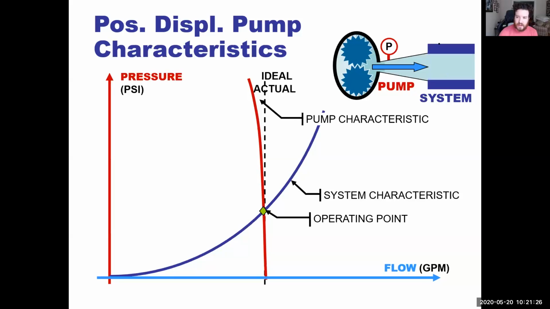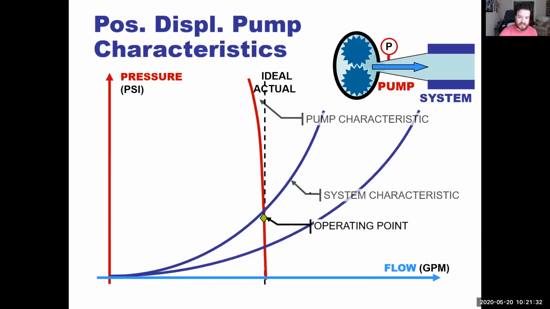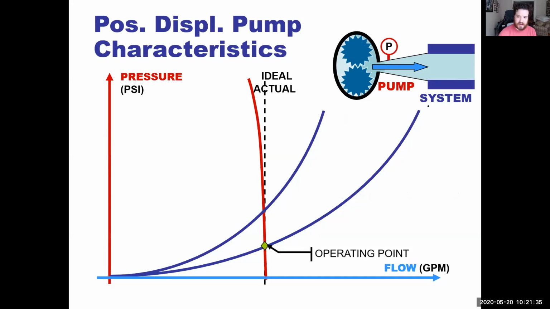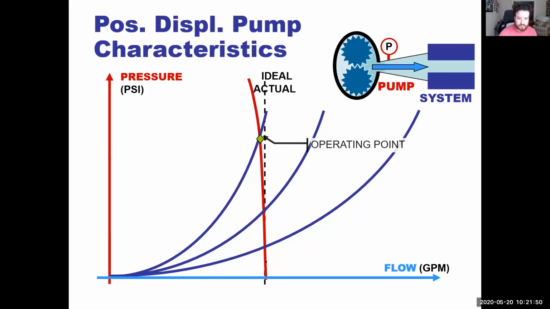Now, as our system opens up, we clean out a heat exchanger, we have less resistance. So our system characteristic line is now less resistance. So we're going to have more flow, but less pressure. The pressure decreases and we're going to have slightly more flow. Now, if we close off the system, if we start to have either resistance to flow or we start to clog up something, we have a C strainer that's getting clogged, our flow is going to go down and we're going to have a higher pressure.